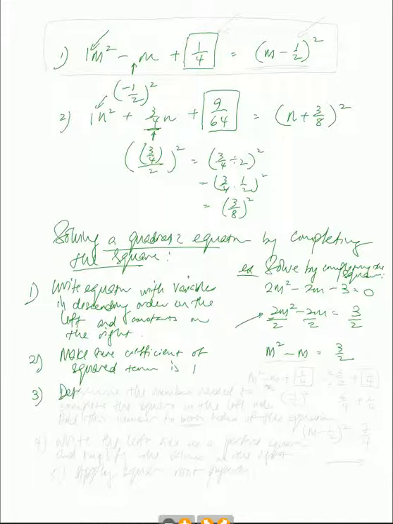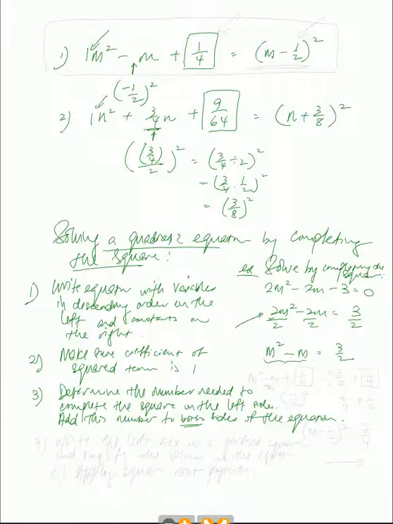All right, third step, what I need to do is to determine the number needed to complete the square on the left side. Okay, and then add this number to both sides of the equation.